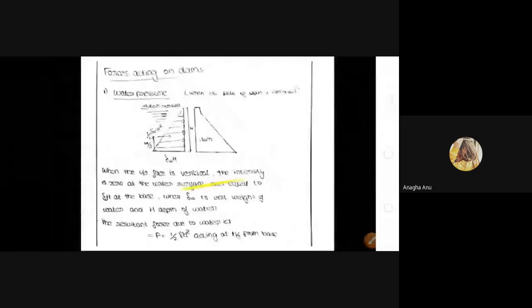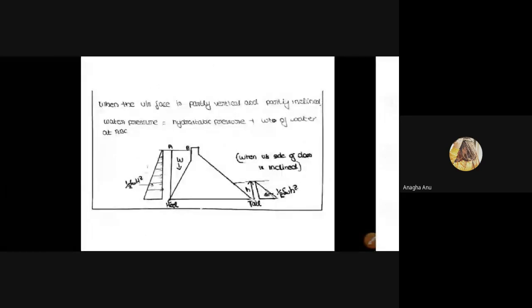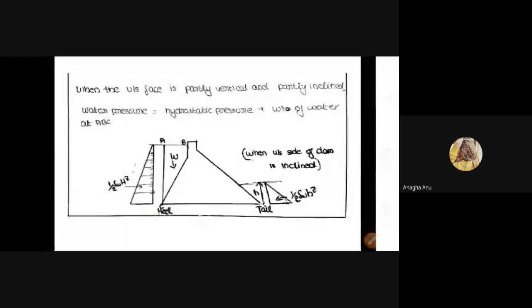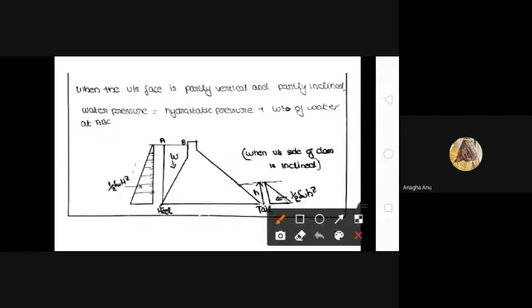Then the second condition is when the upstream face is partially vertical and partially inclined. In this figure, this is the section of the dam. In this section, we can see that partially the upstream face of the dam is vertical and partially the upstream face of the dam is inclined. In such a condition, the force or water pressure will be equal to the hydrostatic pressure, that is the water pressure, plus the weight of water at ABC.